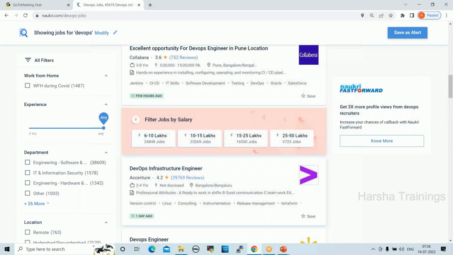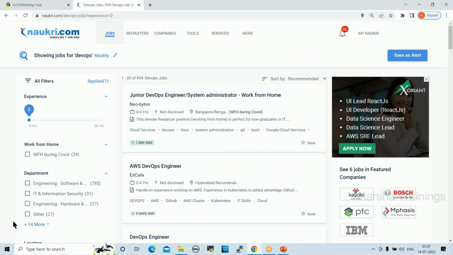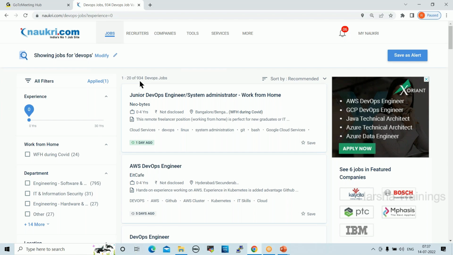This is only Naukri. When you go with LinkedIn, Monster, Indeed, you can see plenty of openings. These are all different kinds of experience. Here the experience level I put as any, means all experience. Now I make it 0. 0 means freshers. Currently 934 jobs.